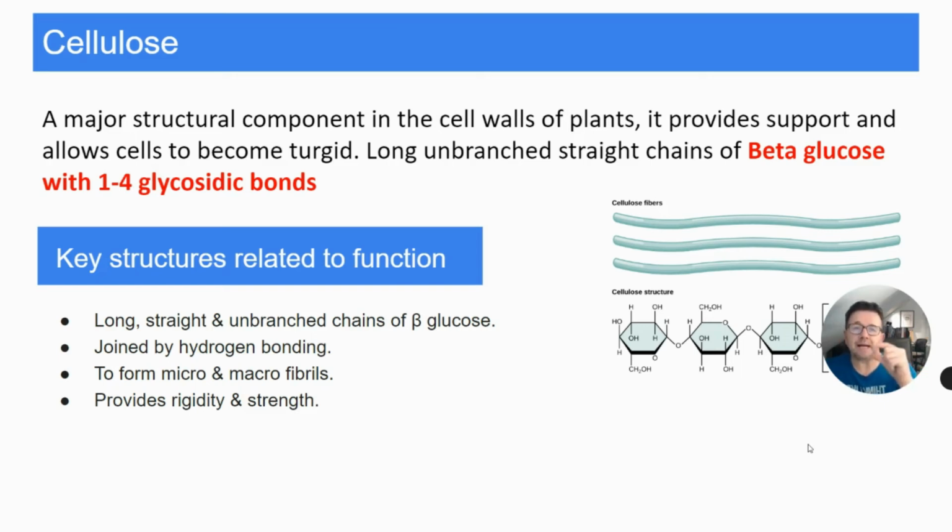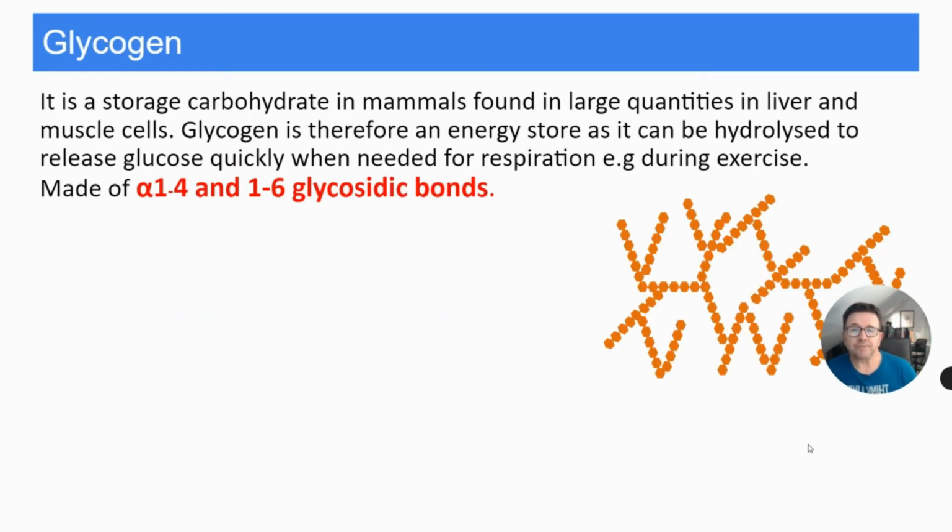So the actual strands are known as fibers or fibrils, so it forms micro and macro fibrils, and therefore it provides rigidity and strength to the cell wall. Glycogen is storage carbohydrate in mammals. It's found in large quantities in the liver and muscle cells. And glycogen is therefore an energy store, as it could be hydrolyzed to release glucose very quickly for respiration.